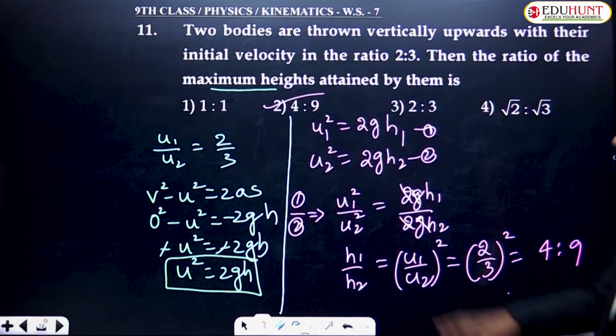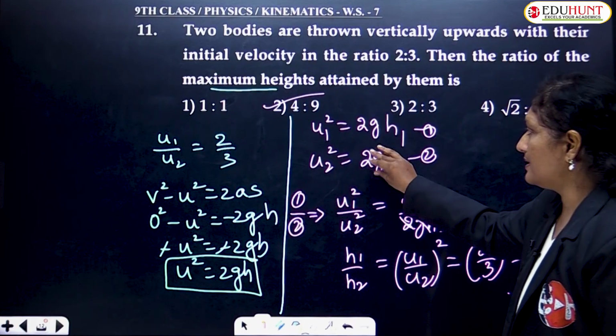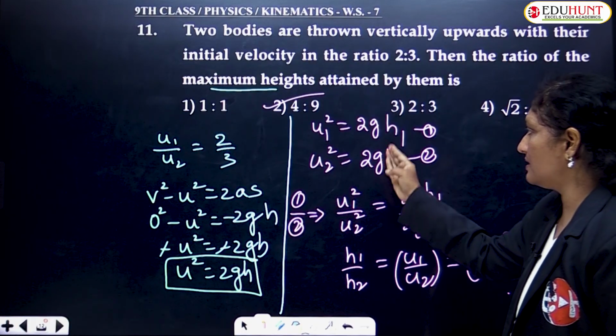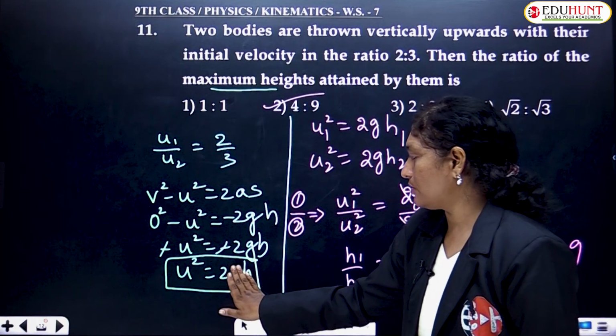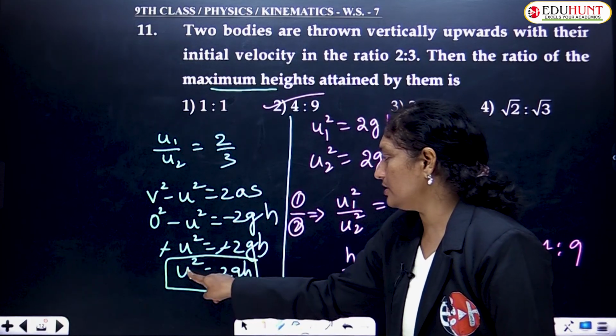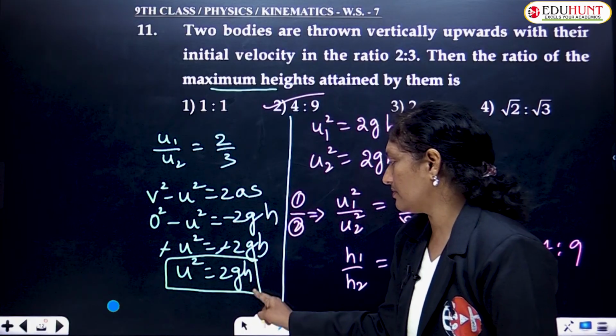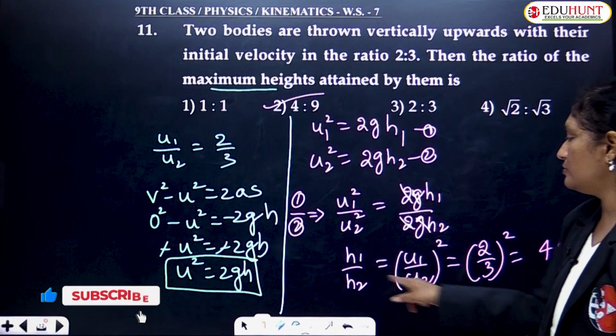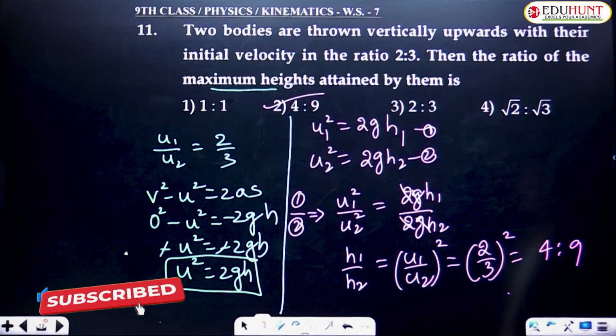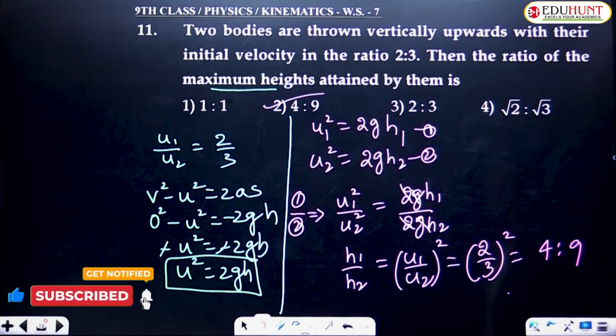Okay. So, whenever constant terms are there, simply eliminate them because they will get cancelled. And in such case, whenever you get constants, if you want the relation, u1 by u2 whole square equals to h1 by h2. That is what I have written here. u1 by u2 whole square equals to h1 by h2. Direct formula. Okay.